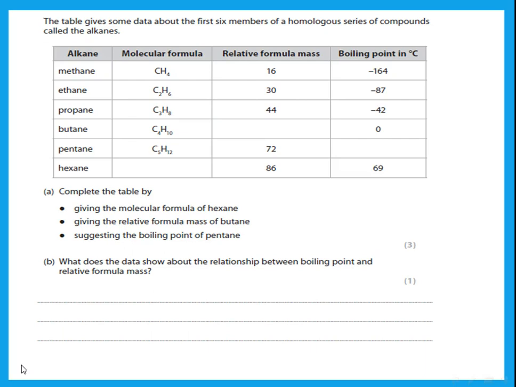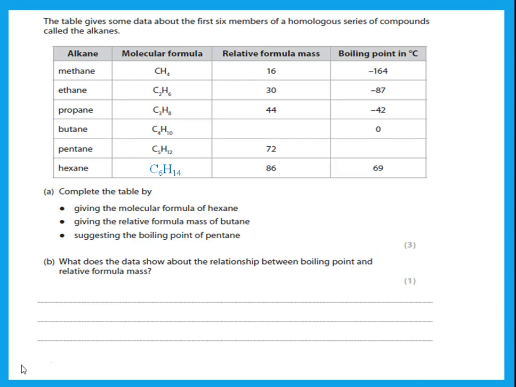The table gives some data about the first 6 members of a homologous series of compounds called the alkanes, and he gives you a table and he says complete the table by giving the molecular formula of hexane. Where is hexane? Hexane is the last one in that table. What would be its molecular formula? This is an alkane. So hex means 6. Now the general formula was the one where we have 2n plus 2. So this is C6H14.